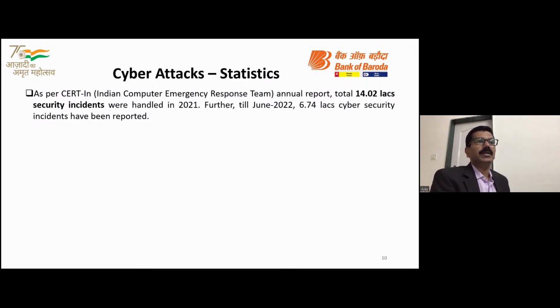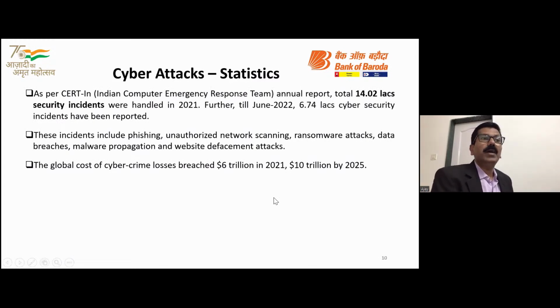If you look at the cyber attack statistics, as per the Indian Computer Emergency Response Team annual report, a total of 14.02 lakh cybersecurity incidents were handled in 2021 alone. Further, in 2022, 6.74 lakh cybersecurity incidents have been reported. These incidents include phishing, unauthorized network scanning, ransomware attacks, data breaches, malware propagation, and website defacement. It contains all of this, reported by various entities.